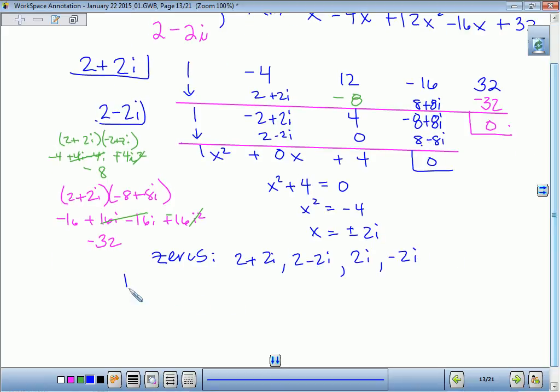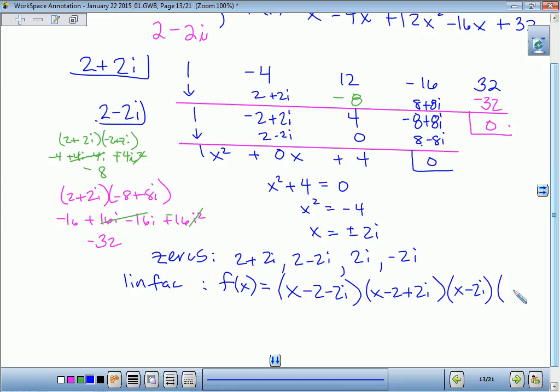So, the complete linear factorization would be f of x equals. Alright, so we have to do x minus all of this stuff. So it makes it x minus 2 minus 2i, and then x minus all the second one. So it makes it x minus 2 plus 2i. So please notice, both these signs change in both of these factors. Because we're subtracting the 0. So both signs change. And then we get x minus 2i, and x minus the negative 2i makes x plus 2i.